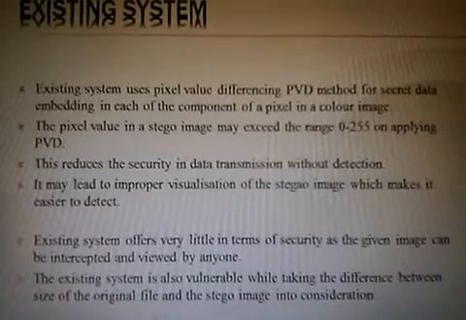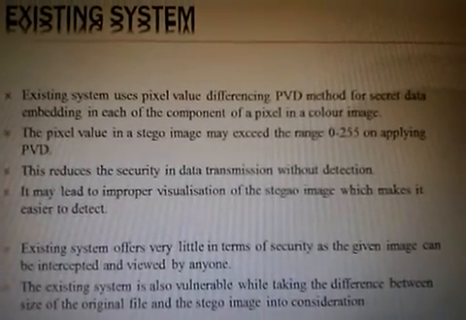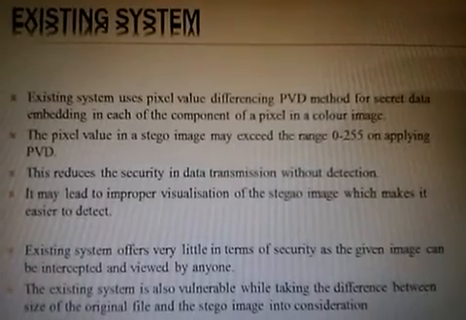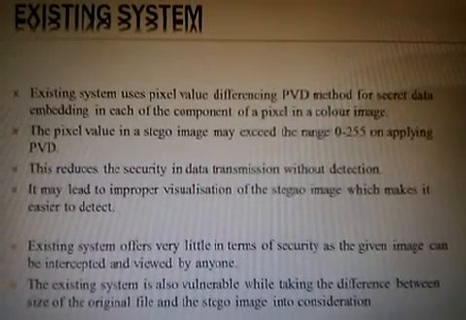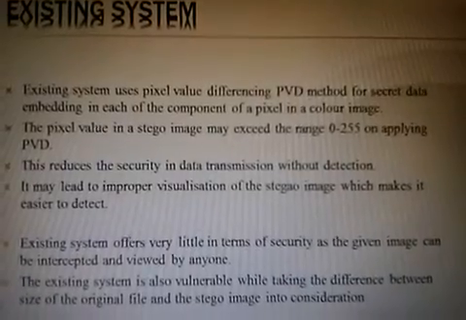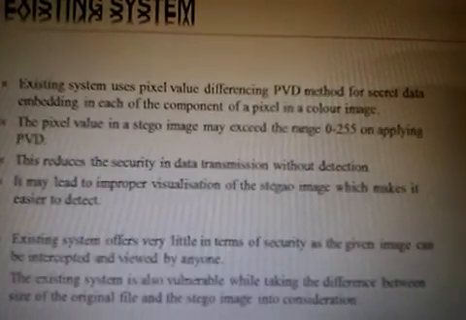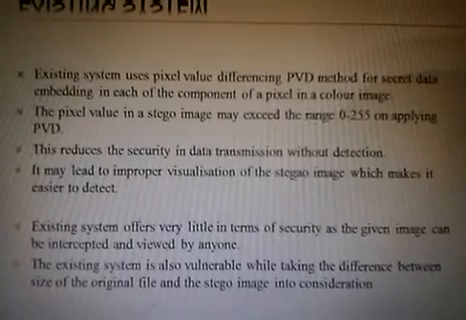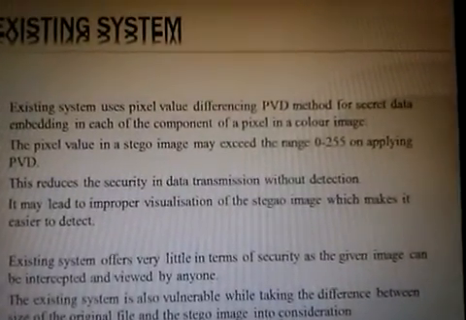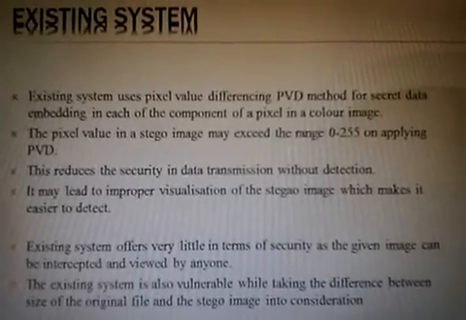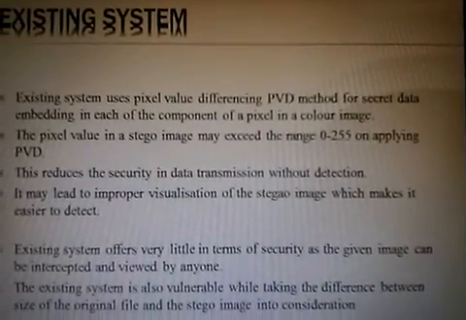The existing system uses the pixel value differencing method and other methods for data embedding in each of the components of a pixel in a color image. The pixel value in a stego image may exceed the range 0 to 255 on applying the PVD. This basically reduces the security in data transmission without detection. It may also lead to improper visualization of the stego image, which again makes it very easy to detect.